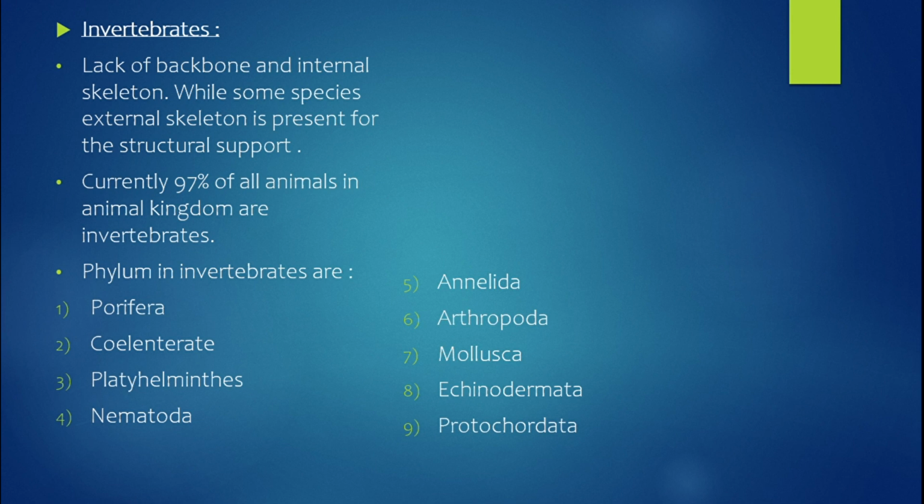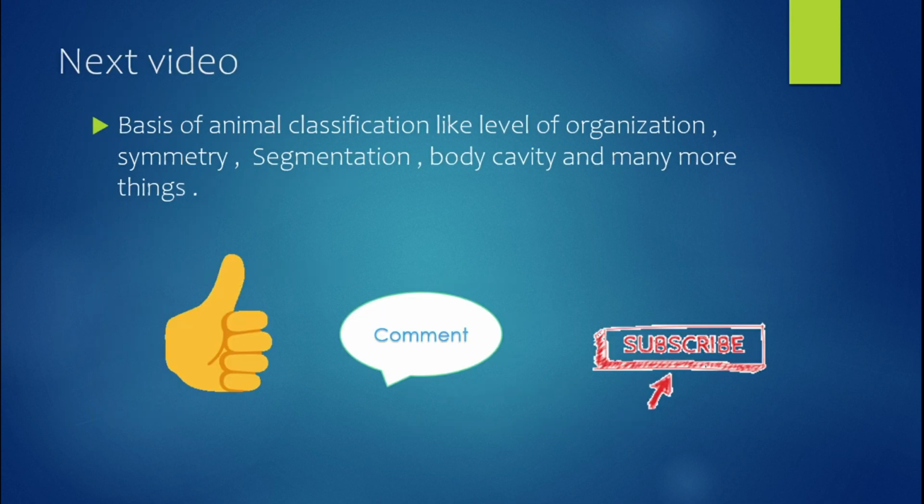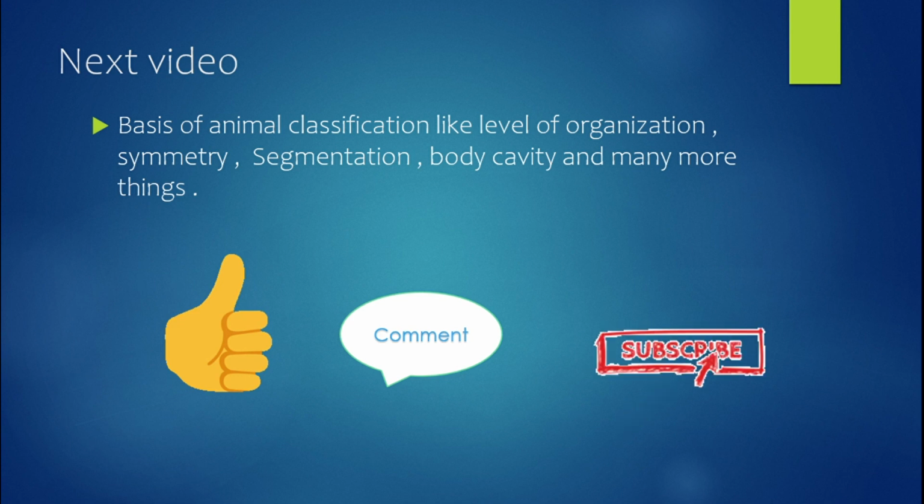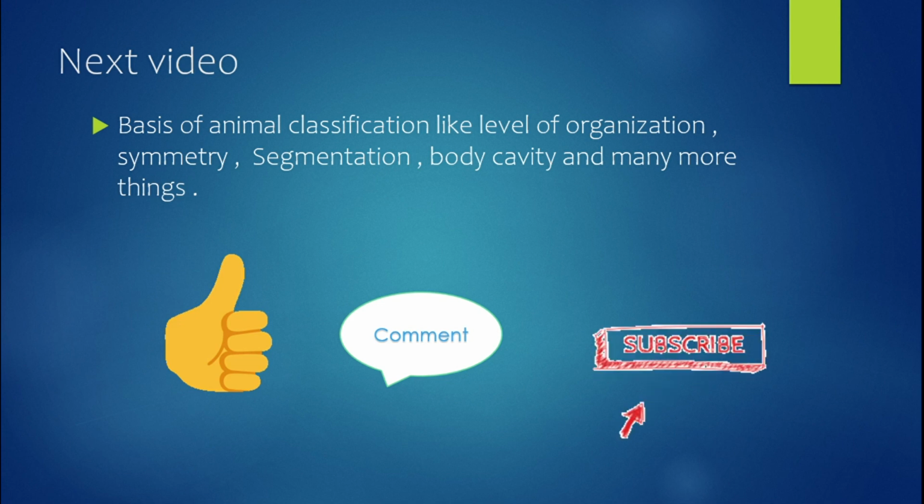In the next video we are going to see the basis of animal classification, like level of organization, symmetry, segmentation, the body cavity, and there are many more things which we are going to see.